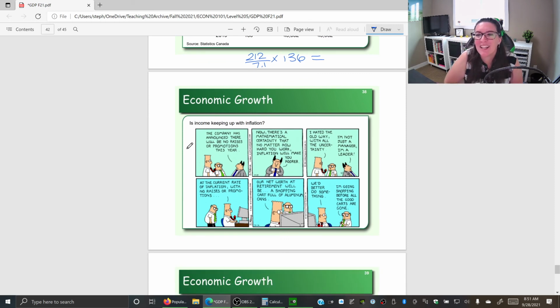It's often a joke that our wages are not keeping up with inflation, right? So here's some clips from Dilbert.